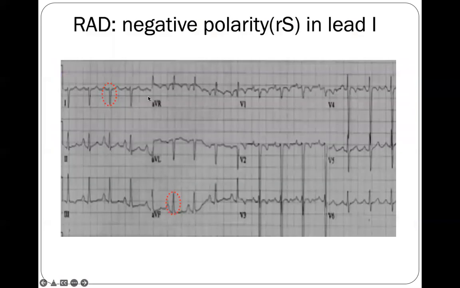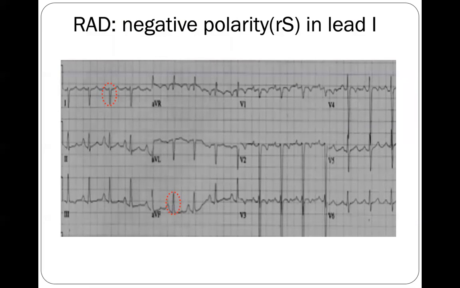Let's see the ECG. If you look at lead one, where the heart moved away from it, it is negative. And AVF, where the heart moves towards it, is positive. So both QRS complexes in lead one and AVF look like they are facing each other, shaking hands with each other. So it is right axis deviation.